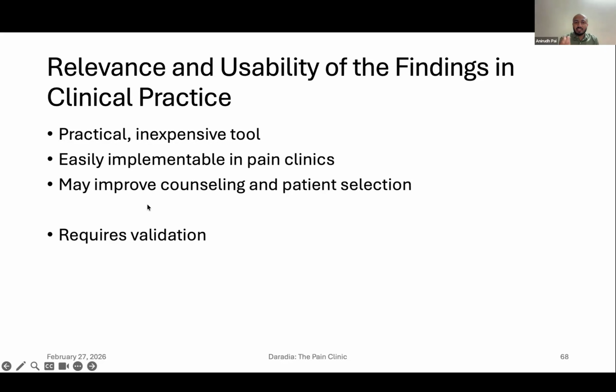However, since this is the very first study where synovial hypertrophy has been compared against the outcomes of genicular nerve ablation, we require further validation studies.